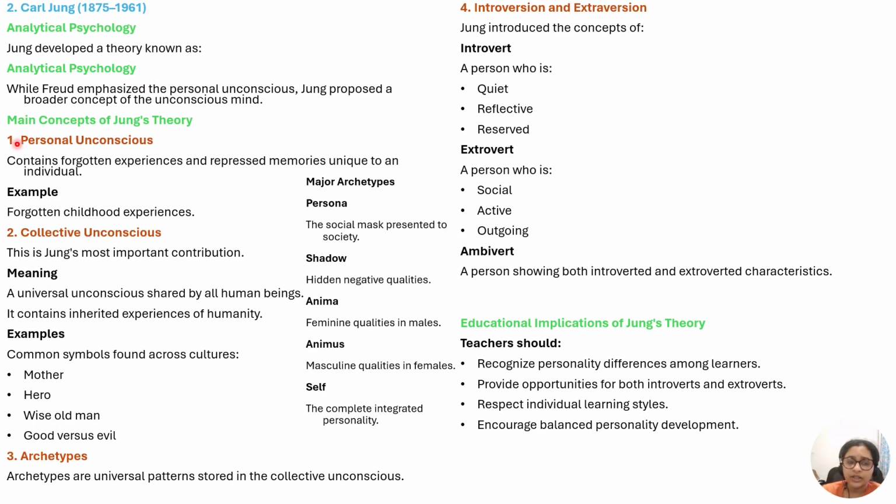Then Carl Jung, what he has done, he developed a theory known as analytical psychology. What are the main concepts of Carl Jung? Personal unconscious. They have taken Freud's concept and improved upon it. Okay, what is the personal unconscious? It contains forgotten experiences and repressed memories unique to an individual. So every individual has his own memories from the past. Example, forgotten childhood experiences.